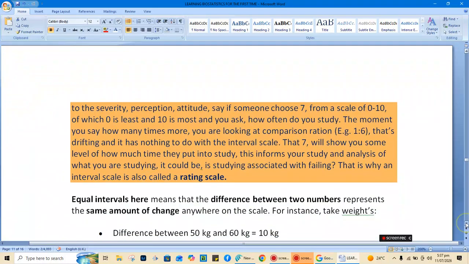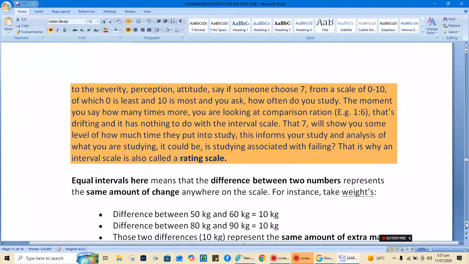There is no true 0 point. You're trying to show the severity, the perception of people, the attitude of people. If someone chooses 8 from a scale of 0 to 10, of which 0 is the least and 10 is the most, and you ask how often do you study, you know that this person studies more. So these numbers are simply showing you how much or how often or how frequent. So 0 has no meaning in this case.